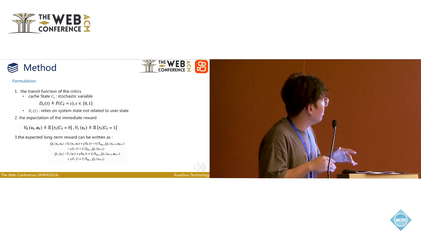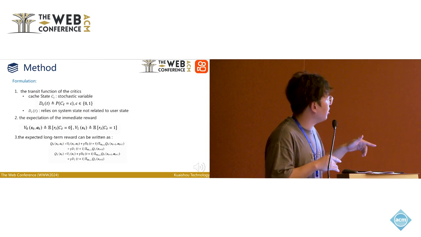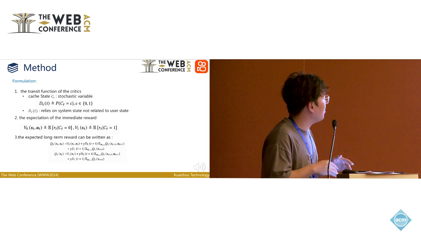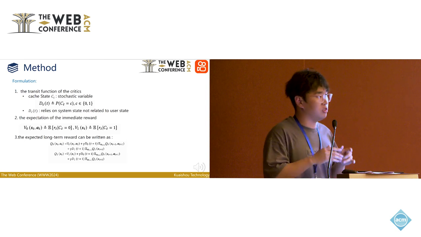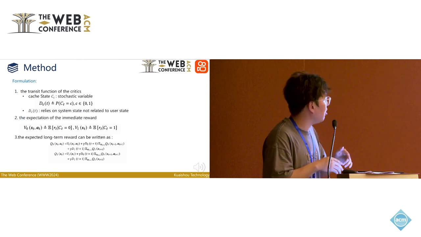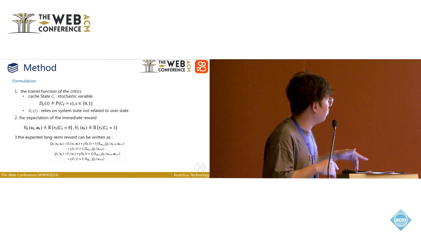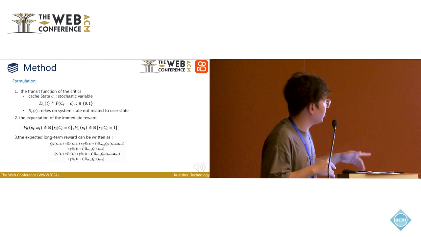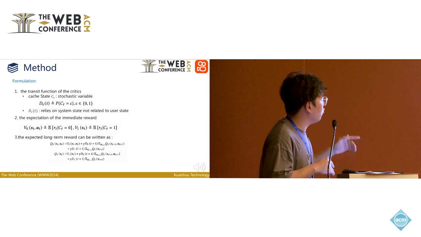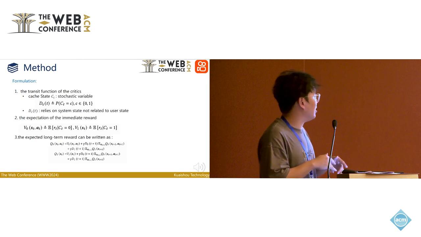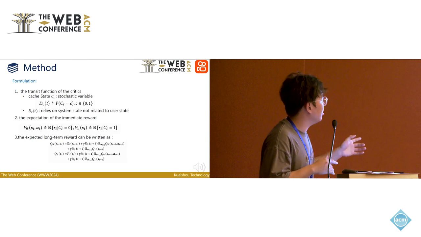And we can break the Q learning in reinforcement learning into two parts. One is immediate reward, and one is expected long-term reward. And in our system, we define an immediate reward like this. It's just related to the CT state. And with this, we can rewrite the expected long-term reward like this.